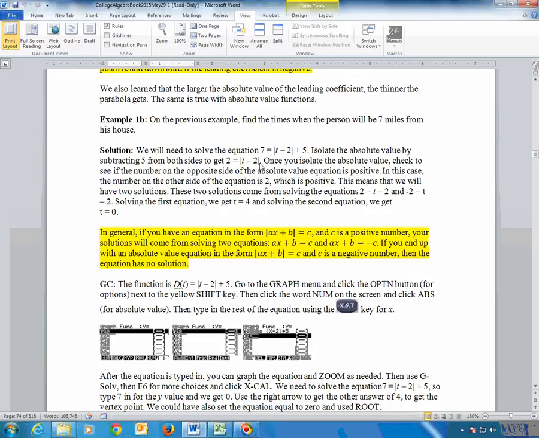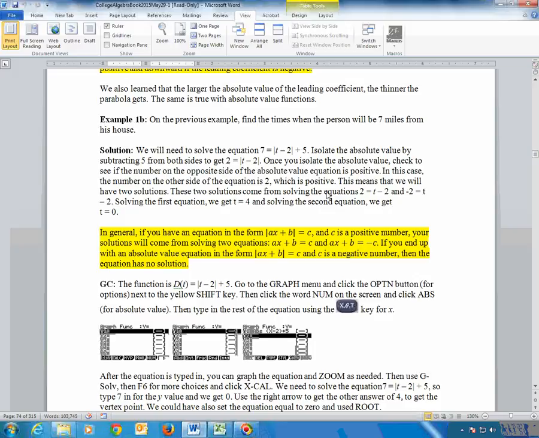From an absolute value equation, you get two linear equations. The reason for that is because absolute value makes positive numbers positive, and it also makes negative numbers positive. So from this one equation, we get 2 equals t minus 2. In other words, just remove the absolute value, but you get a second equation, -2 equals t minus 2. And that's the trick to solving absolute value equations. Isolate the absolute value and then write two equations from that.